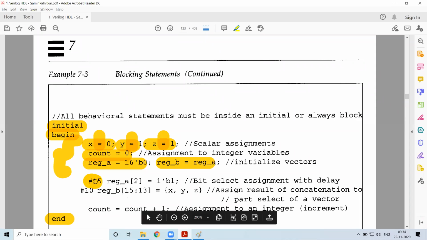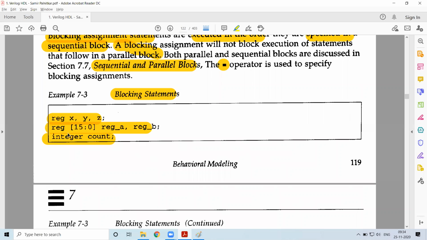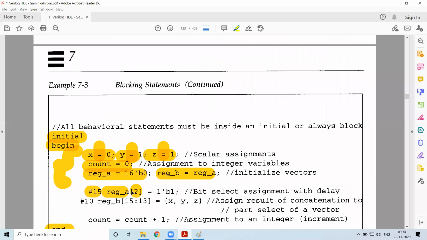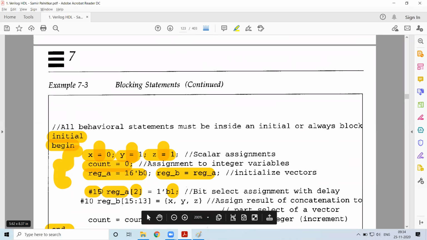Now here we can see that we have hash 15, which is a delay specification. In this one, we are considering one register, and just one bit of it. Reg A is actually 16 bits, and only one bit is considered: in terms of index, the second index bit, and we are assigning it to 1. This is also a blocking assignment, but you are associating it with a delay of 15.